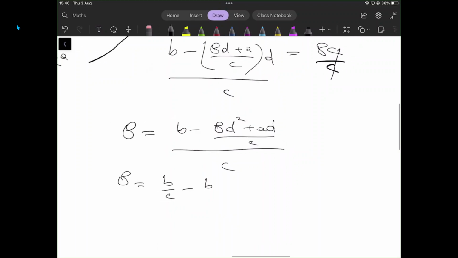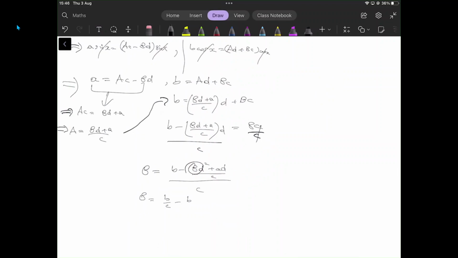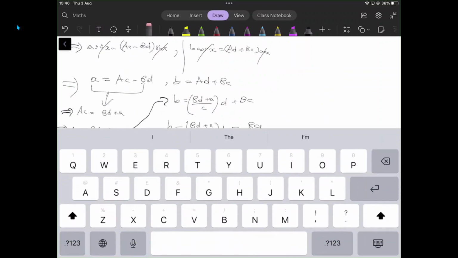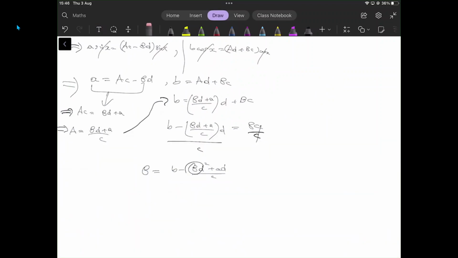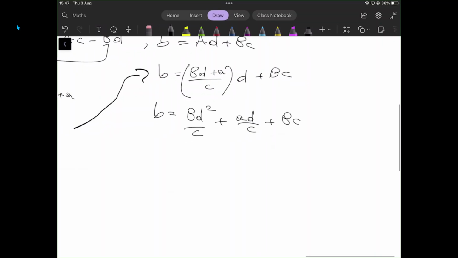Ooh, I made a little mistake. Yeah, my mistake was that I didn't realize that there was a capital B located here. I'm going to have to do this part again. It's just a little blooper, so we're going to pretend that didn't happen. Yeah. So, what do we have? We have lowercase b equals, let me just split the fraction, capital BD squared over c plus ad over c plus Bc, right?